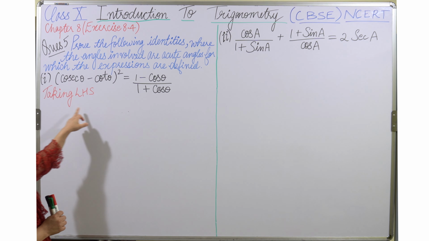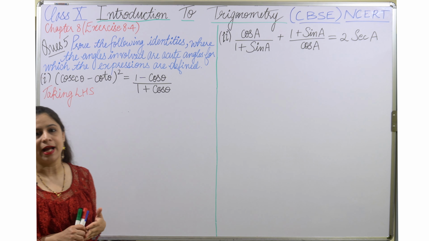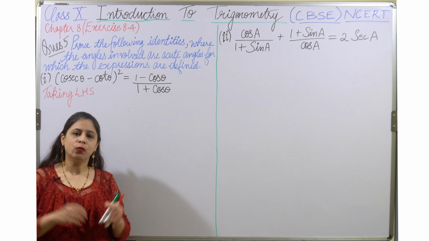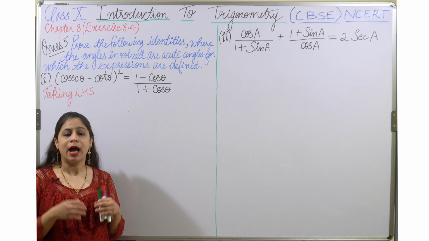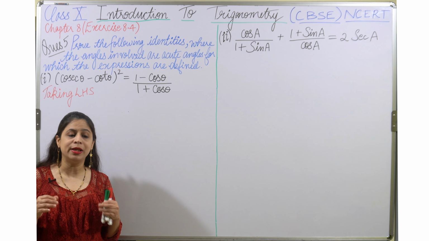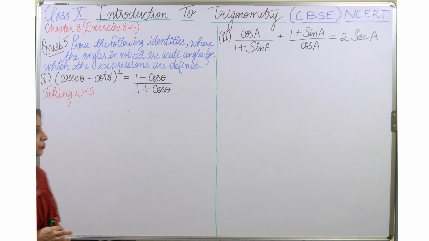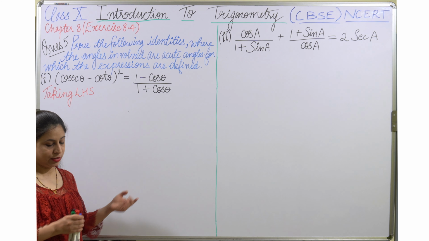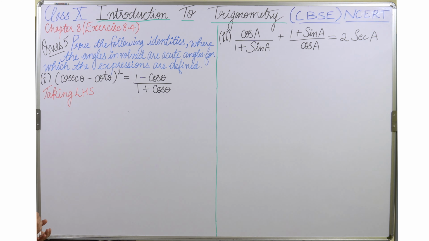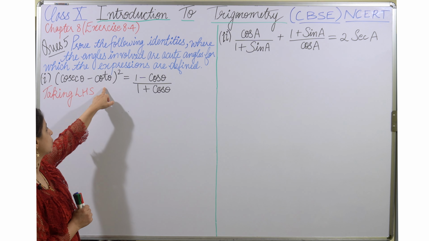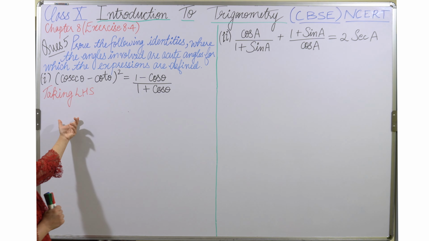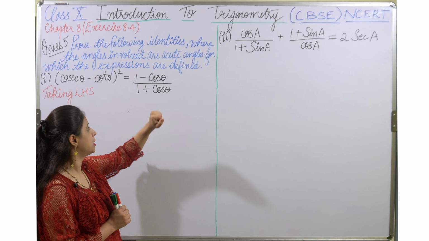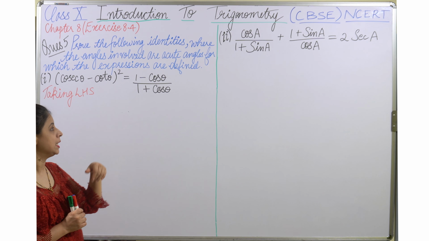Here we are taking the LHS. You can take any of the sides and prove it to be equal to the other side. You can also start with both the sides, LHS and RHS, and prove both of them to be equal to the same value. So let us take the LHS in the first part and start solving it. The LHS is (cosec theta minus cot theta) whole square, and this should be equal to the RHS, which is (1 minus cos theta) upon (1 plus cos theta).